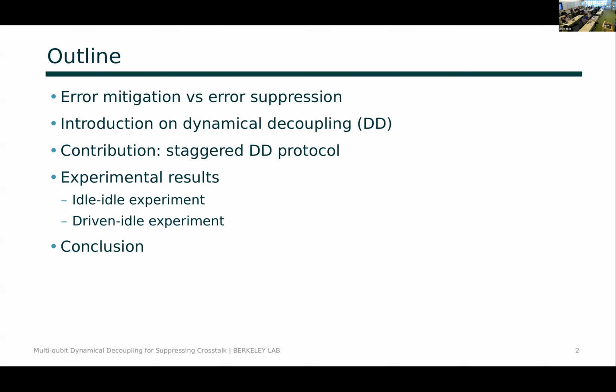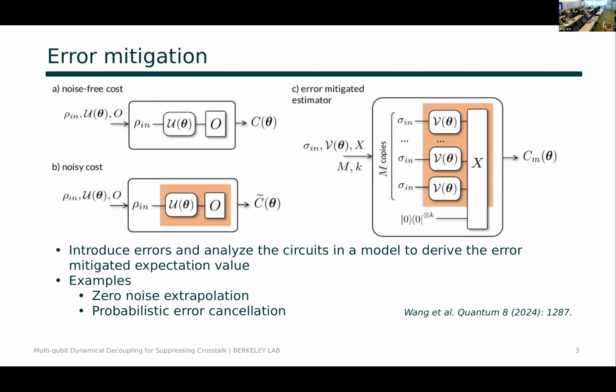This is the outline of the talk. Since we are dealing with errors, first I will introduce some common methods for error mitigation and error suppression. Then I will introduce the concept of dynamical decoupling and our proposed staggered DD protocol. Then I will show some results for two experimental settings, the idle-idle experiment and the driven-idle experiment. And finally, I will discuss and conclude.